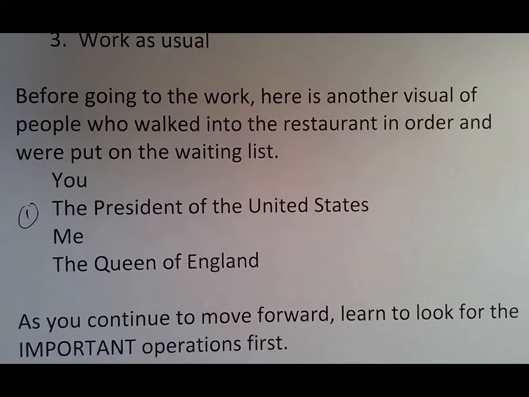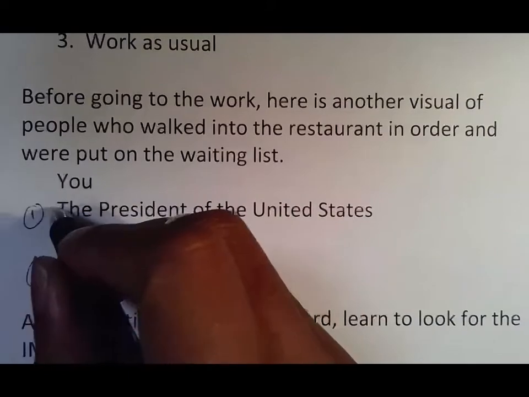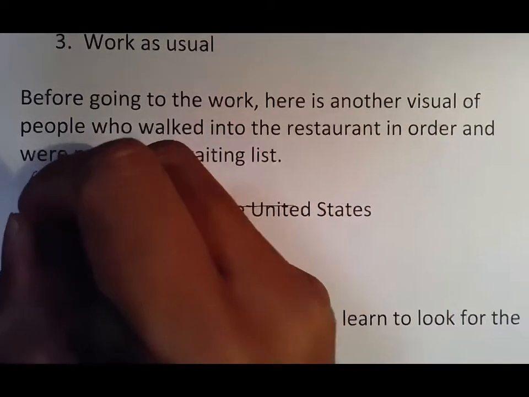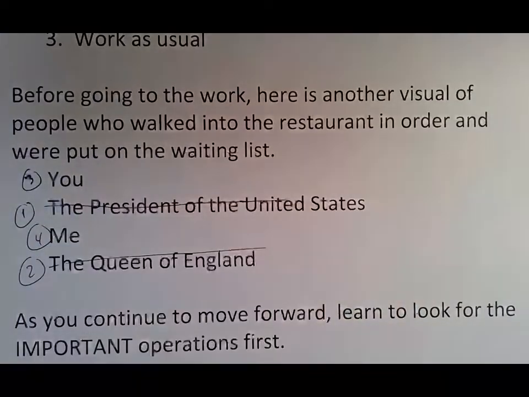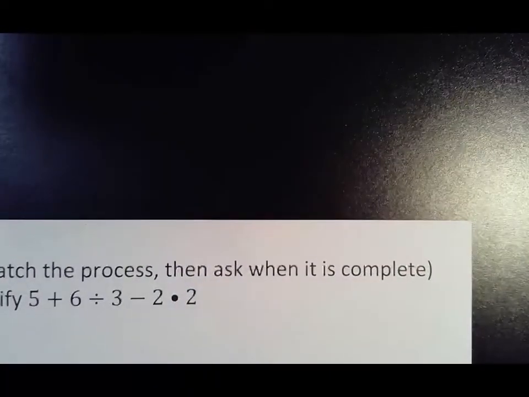If we're all in that room, I think that the Queen of England is going to definitely go second because they have a lot of power. And then after that, because we have the powerful people out of the way, then it's going to be like the lunch line where it's me and then, or sorry, you and then me, and then we go from there. So as you continue to move forward, just make sure you learn to look for the important operations first. It's kind of like a VIP situation.